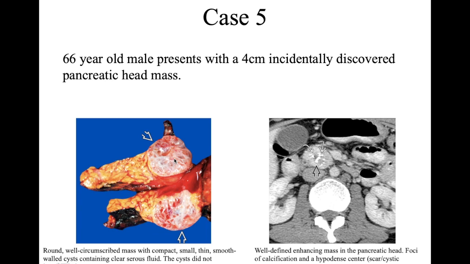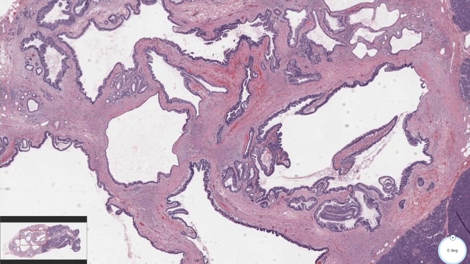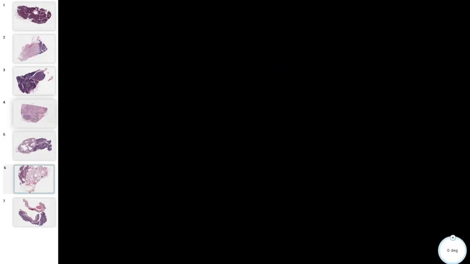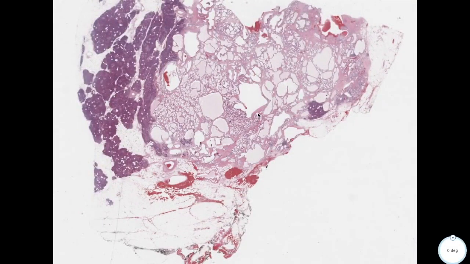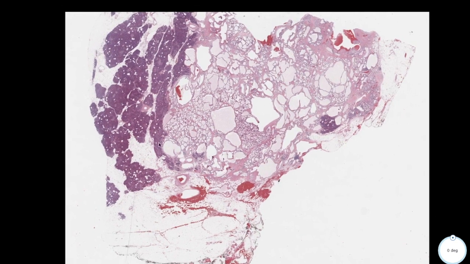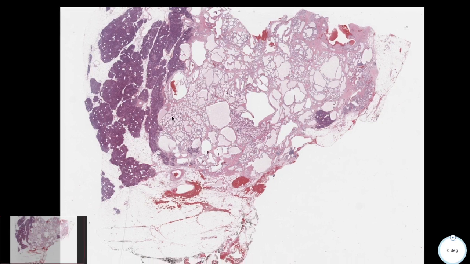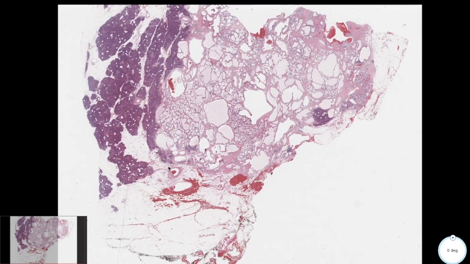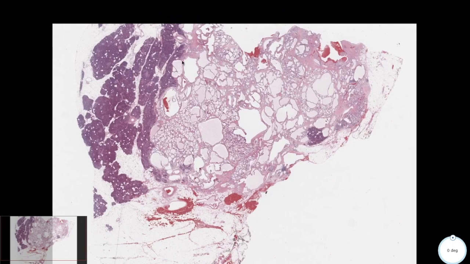Then we have the CT scan. We can see that it's a well-defined enhancing mass in the pancreatic head. We're seeing some calcification and a hypodense center over here. I'm gonna go to path presenter and see what we got for case number 5. Again, wonderful section, and the reason why it's a wonderful section is that we could see there's normal pancreas over here, so we have a very nice comparison, and we could see our lesion is right over here. Even from low power, we can very easily appreciate it. We'll see some hemorrhage and some vascular structures, but generally this is our lesion.